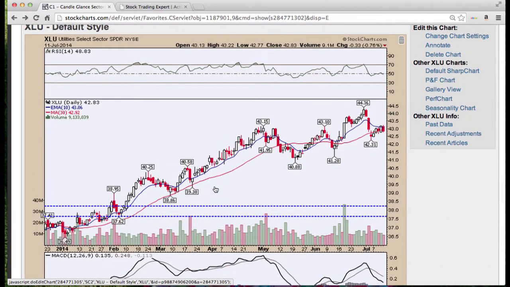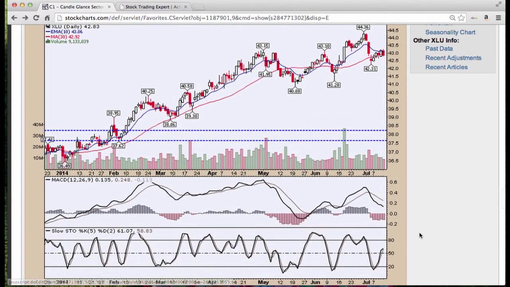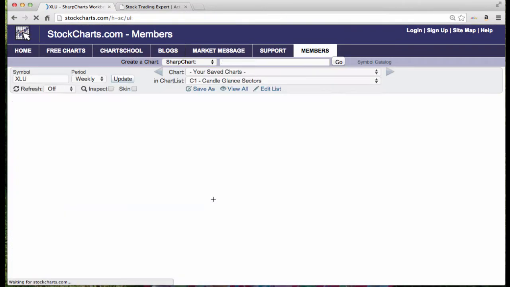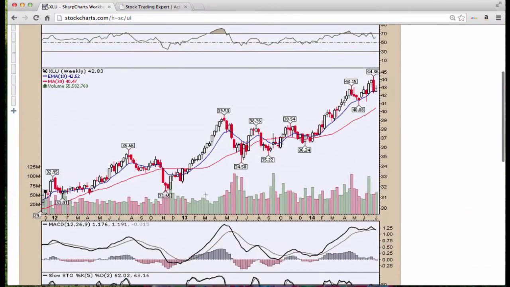So continuing with XLU, we were looking at this last week. Some things were setting up. We possibly could see a turn in MACD on XLU. Let's take a look at the weekly. We're in a long-term uptrend, so just keep that in mind.